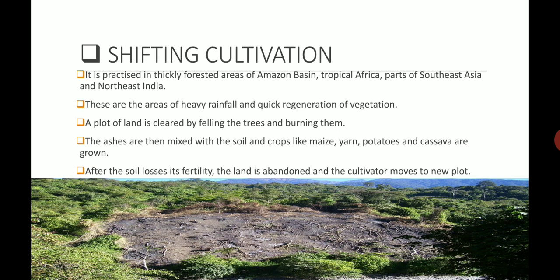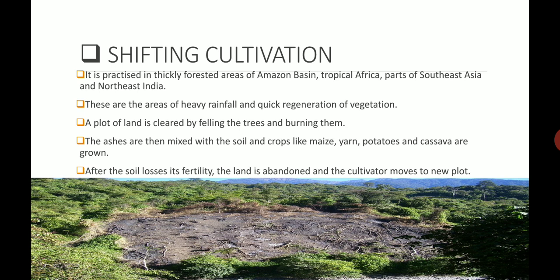Shifting cultivation is practiced in forested areas of the Amazon basin, tropical Africa, parts of Southeast Asia, and in India. If we talk about India, we have to go to the northeast part to see shifting cultivation. These areas receive very heavy rainfall and there is quick regeneration of vegetation. Quick regeneration means if vegetation is cut off from that area, then when rain comes, the vegetation will grow up again.